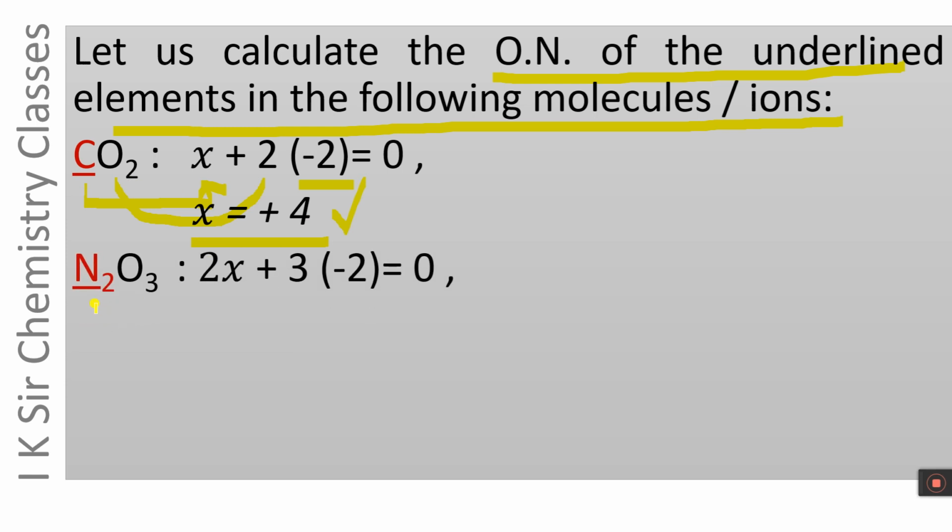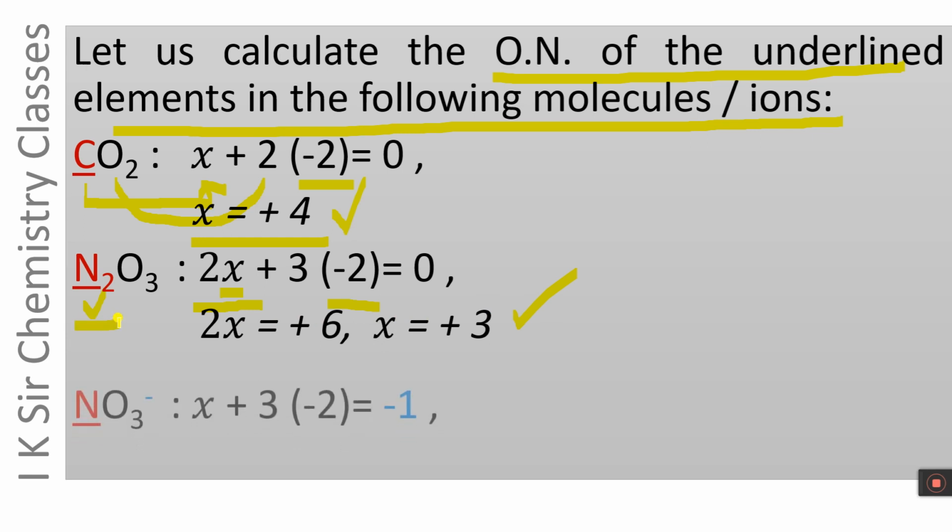N2O3, let the oxidation number of nitrogen atom be x. Then oxidation number of 2 nitrogen atoms will be 2x. Oxidation number of 1 oxygen atom is -2. Then the oxidation number of 3 oxygen atoms will be -2 into 3. On solving it, we get x equals to +3. The oxidation number of nitrogen in N2O3 is +3.